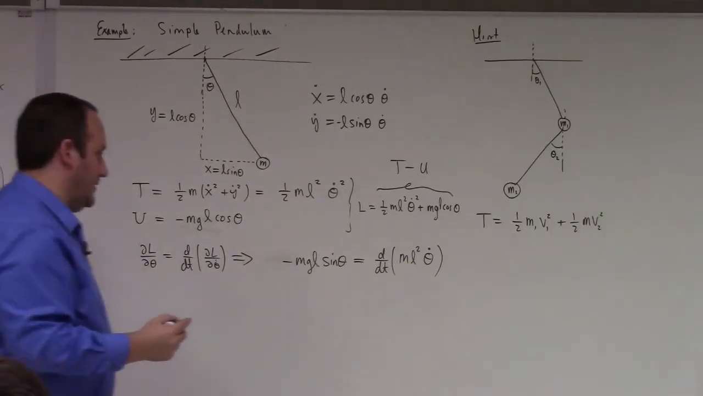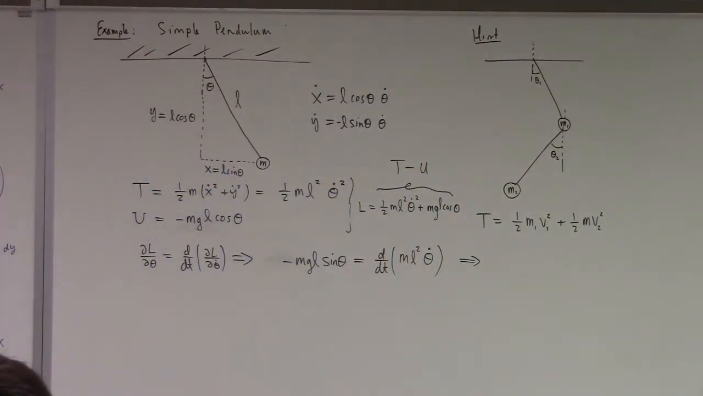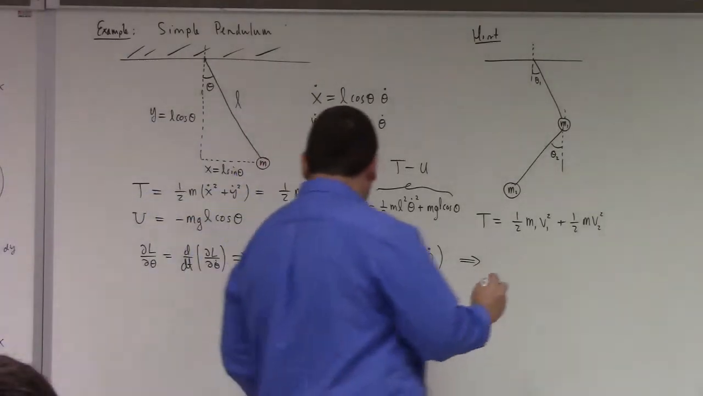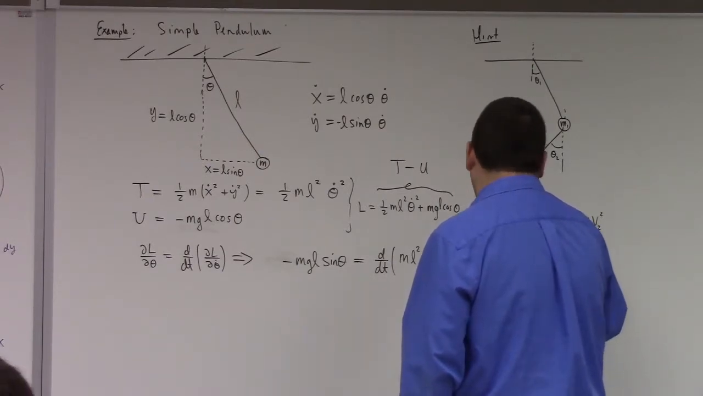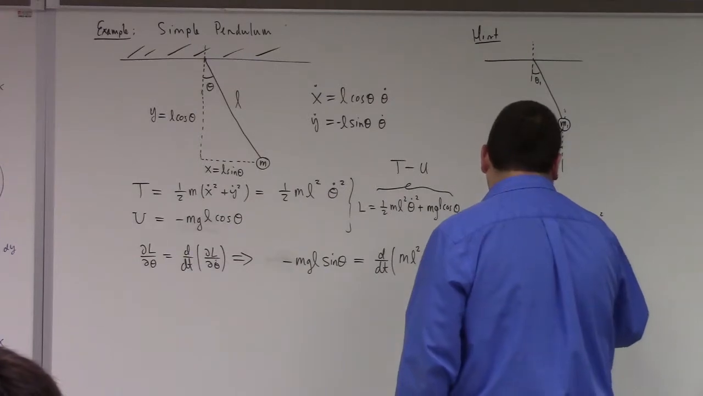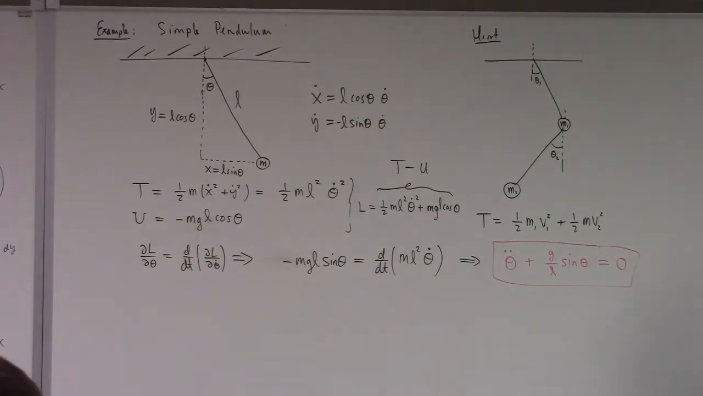So I can cancel the g and the L on both sides, right? Or is there a g? No, I can't cancel the g. There's only one g. Cancel the m, right? Yeah. And so what I get then is theta double dot plus g over L sine theta is equal to 0. So I can cancel an L, I can cancel an m, and then I'll just make the coefficient of theta double dot, the second derivative of theta, be 1.